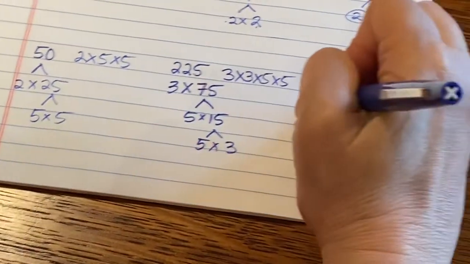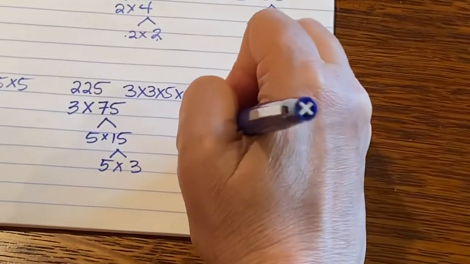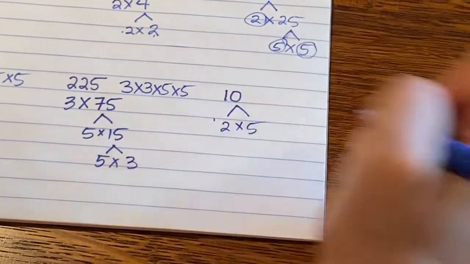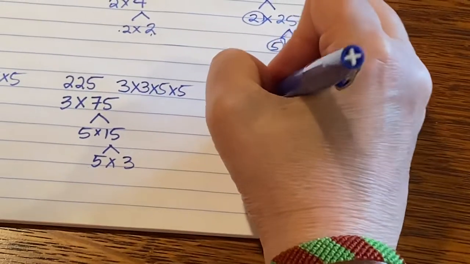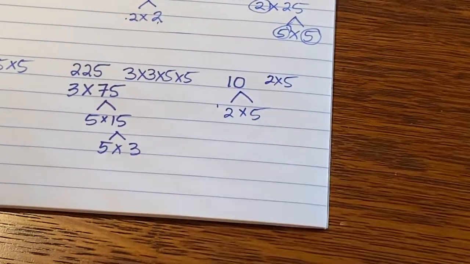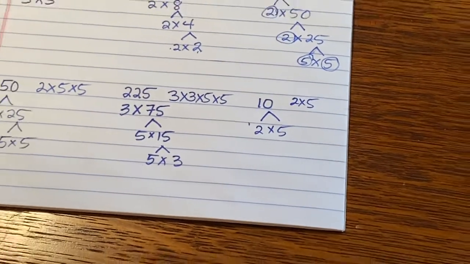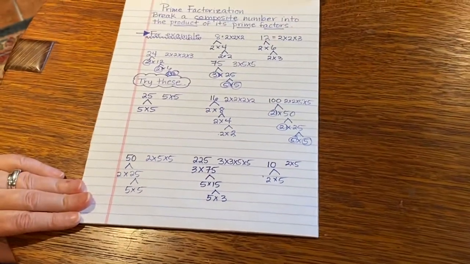All right, and then finally 10. 2 times 5. 2 and 5 are both prime numbers, so that is it. It's just 2 times 5. Okay, see how you did. Pause the video if you need to.